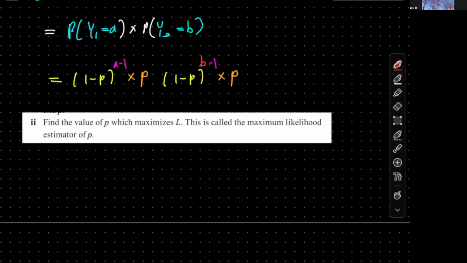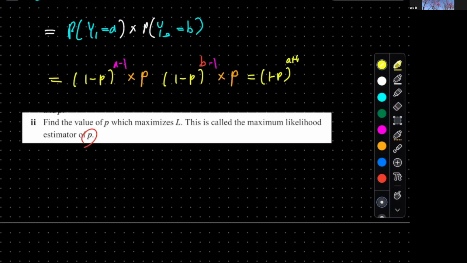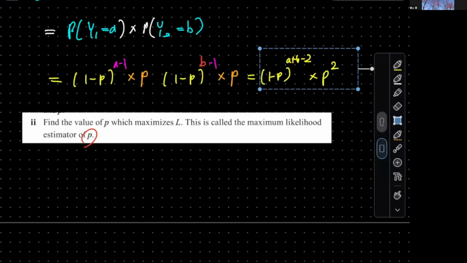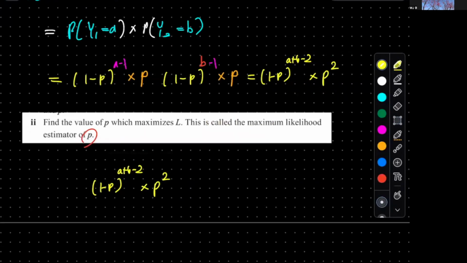So here I'm looking for p. So p is going to be your unknown variable. Of course, I'll try to put it together. It's going to be 1 minus p to the power of A plus B minus 2, by using the property of exponents, times p squared. Then I'm going to differentiate. So this is the L function in terms of p.